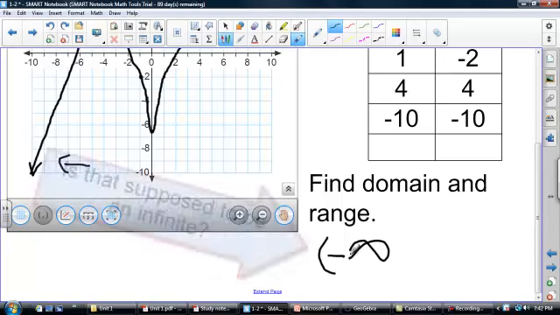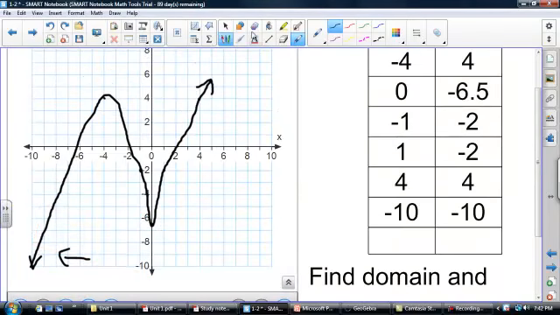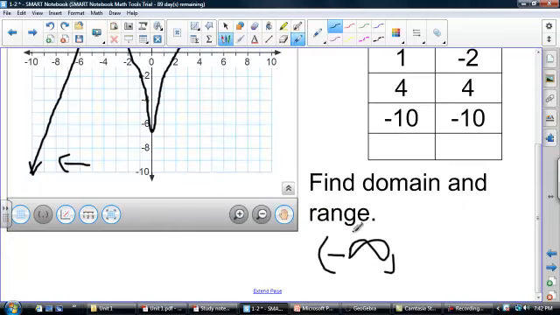negative infinity. Now, same thing over here. This arrowhead tells me it keeps going up forever. But not only is it just going up, it's also going out in that direction forever. Therefore, my highest possible domain value is going to be infinity.